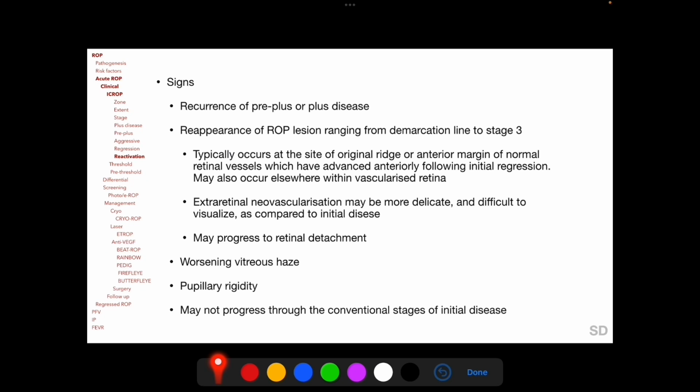Signs of reactivation of ROP include recurrence of pre-plus or plus disease, reappearance of ROP lesion ranging from demarcation line to stage 3, typically at the site of the original ridge or the anterior margin of the normal retinal vessels, which have advanced anteriorly following initial regression, and the extraretinal neovascularization of reactivated ROP are more delicate and so more difficult to visualize as compared to the initial disease. Worsening vitreous haze and pupillary rigidity are other signs of reactivation of ROP, and reactivated ROP may not progress through the conventional stages of the initial disease prior to treatment.